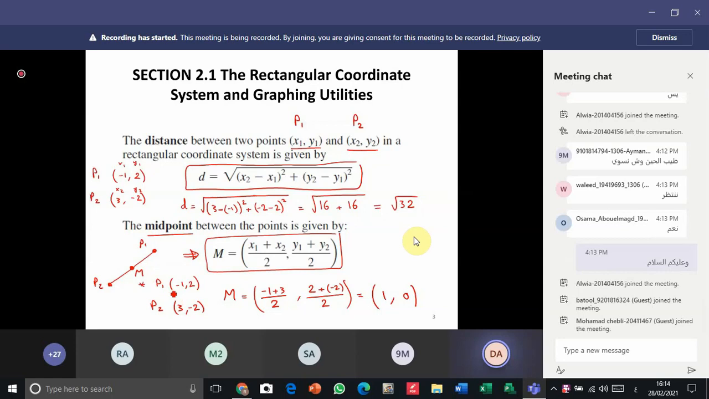If we have B1 and B2, minus 1 and 2, and 3 and negative 2 for the second point. To find the midpoint, the summation between the x coordinates, so we have minus 1 plus 3 over 2, which is 2 over 2, equal 1. And the summation between the Y coordinates, 2 plus negative 2, we have 0 over 2, and this is the midpoint. Okay, any question about that?